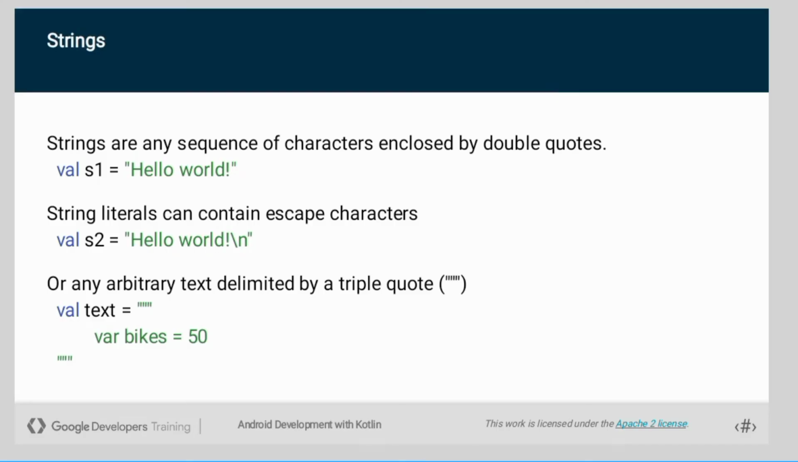Strings. Strings are any sequence of characters enclosed by double quotes, like hello world in this example. String literals can contain escape characters. For example, \n will start a new line, or any arbitrary text delimited by triple quotes.